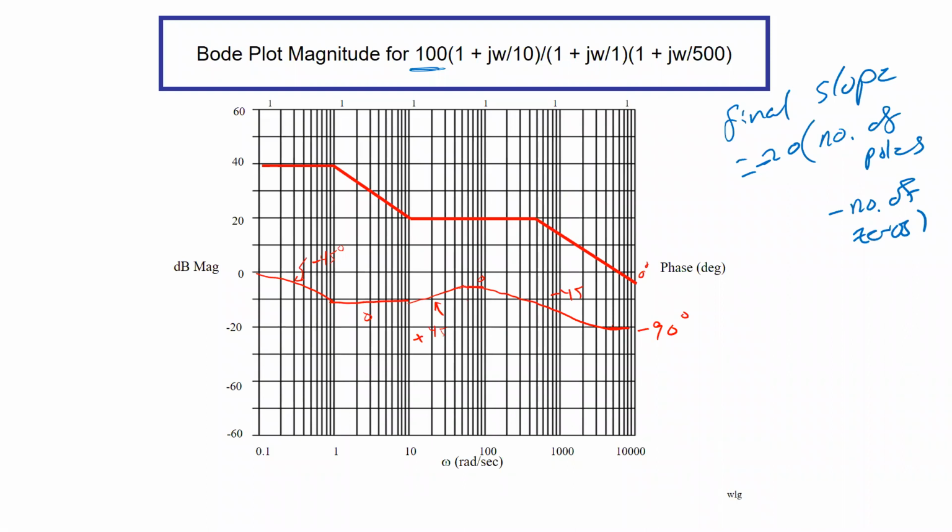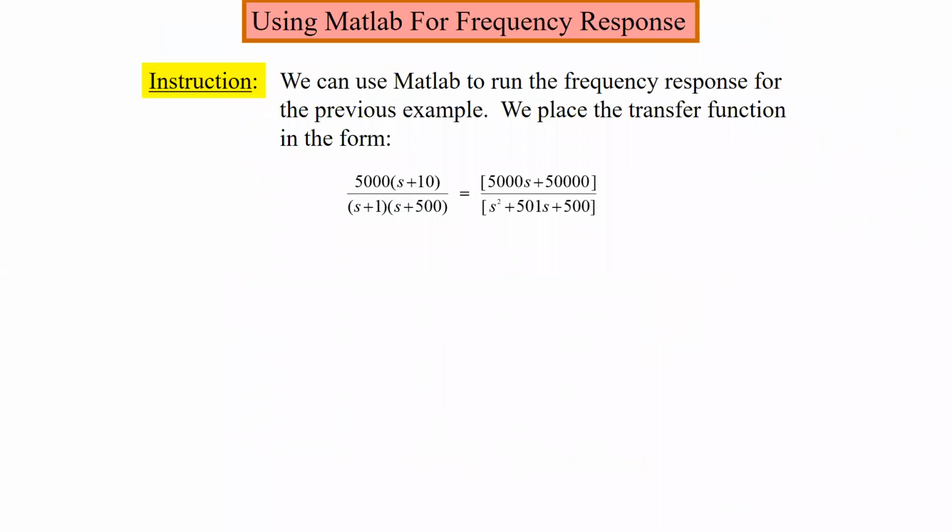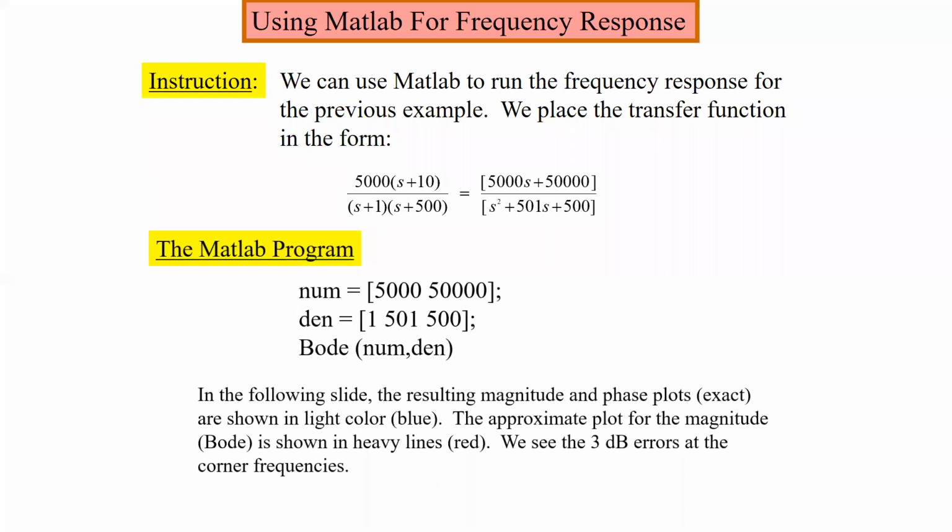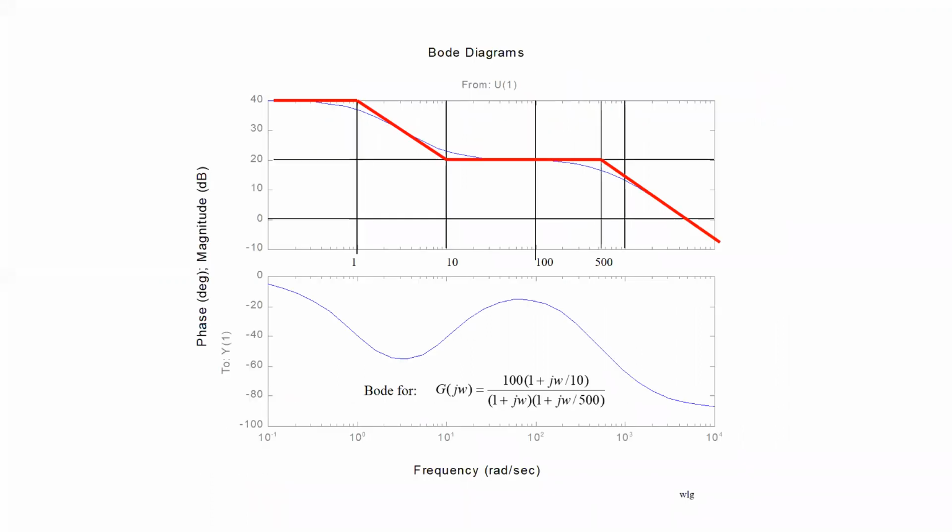But as I said, the phase is a little bit messier. And if you want it exactly, use MATLAB. In MATLAB, you don't have to worry about any factorization. Just give the numerator and denominator, and it will give you the Bode plot. And this is basically what we'll have. The red curve is the approximation. The blue one is the exact. But look, the straight line approximation is very reasonably approximating the exact curve.